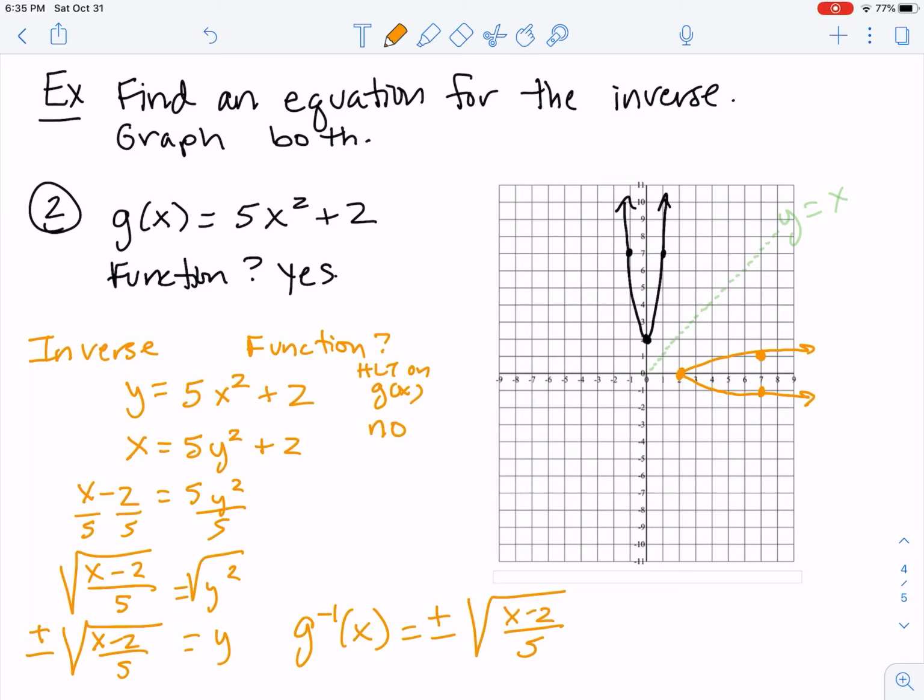So notice, does the inverse pass a vertical line test? No. So therefore it's not a function. This confirms what we said before when we did the horizontal line test on g of x.